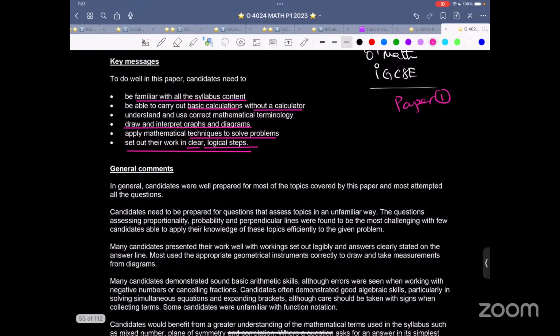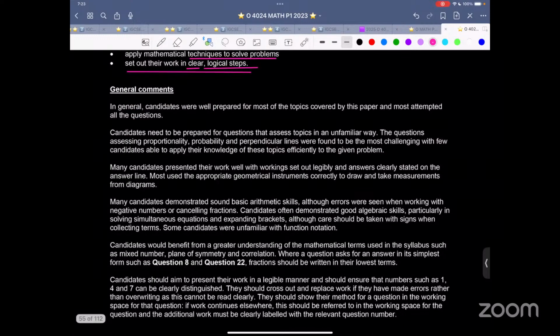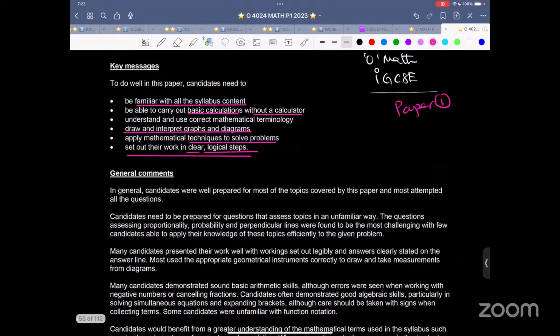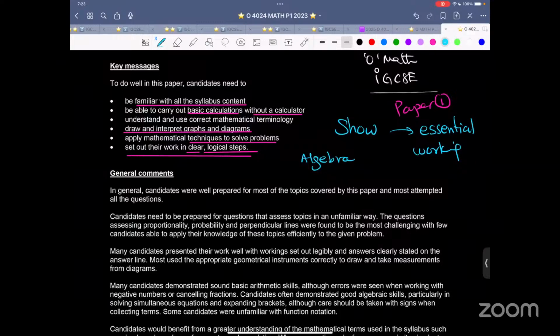Now over here, when we talk about the paper, a lot of people ask this question, what needs to be done, what is not necessary. First of all, remember this: show all essential working. That essential working could be of any type. It could be about basic algebra. It could be about arithmetic, the basic mathematical operations. It could be about indices. It could be about expansion. It could be about factorization.